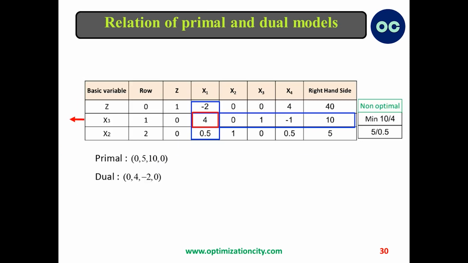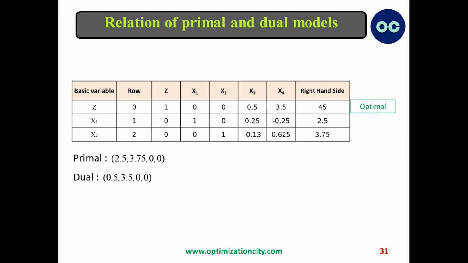In the second step of the primal simplex method, the values of the basic variables for the primal and dual models are as follows. You can see that the dual value is still infeasible, so we are not at the optimal solution. In the third step of the simplex method, the values of the basic variables for both problems are feasible, so we have the optimal solution.